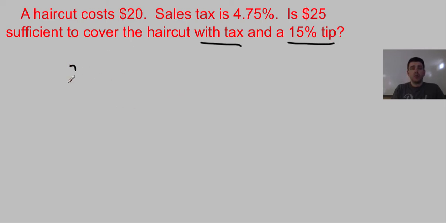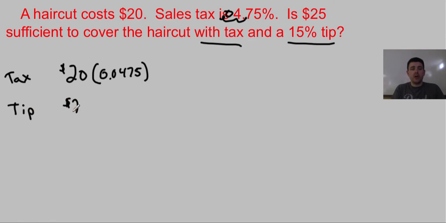So $20, let's find the sales tax. So we're going to multiply times 4.75%, which is going to be 0.0475. That's going to give me the amount of tax. Then we're going to do the tip. Again, our total, $20. Remember, your tip is calculated off of the total amount, not the amount with the tax added in. And we're going to multiply times 0.15 or 15%.